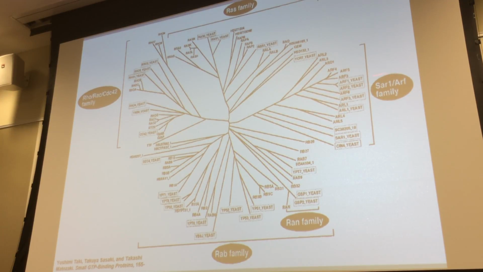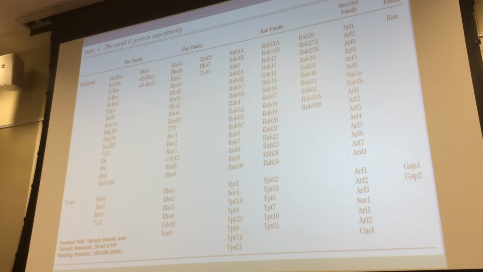Our ARF family is over here, and there are ARF-like proteins called ARL, ARF-like proteins, AR as in ARF, and L as in like. And the RAM family here, and the whole RAB family is here, although the RAB family is absolutely huge and is much bigger than what's represented here. So this is a list, and you can see RAB family is lots of RABs, and they're all given numbers.